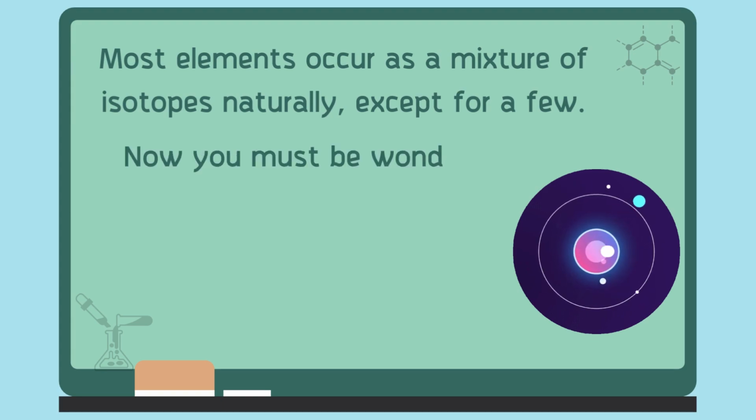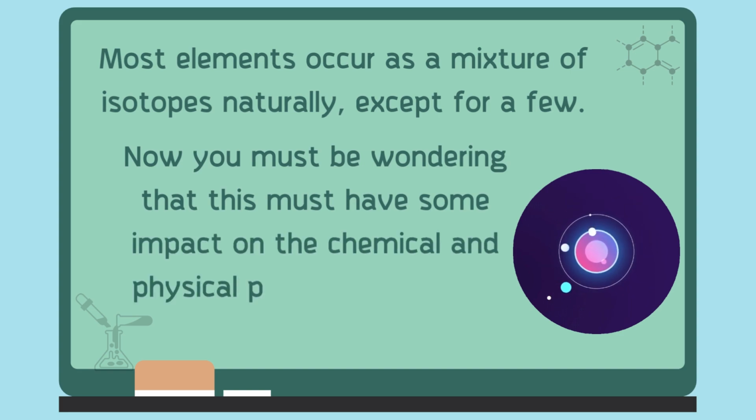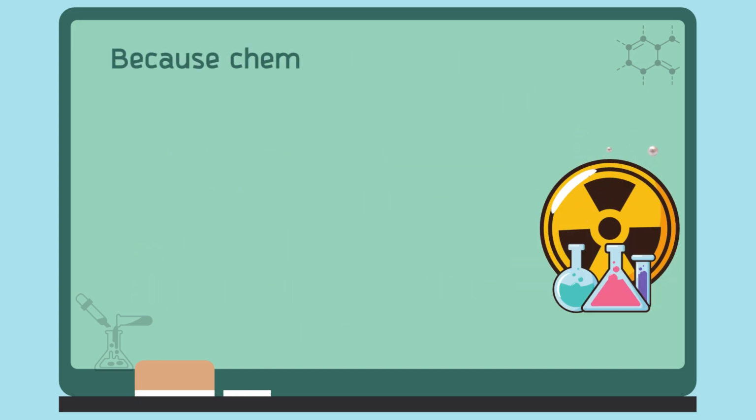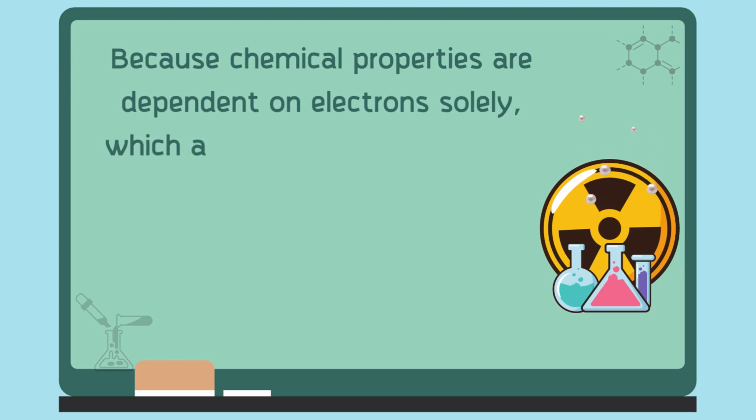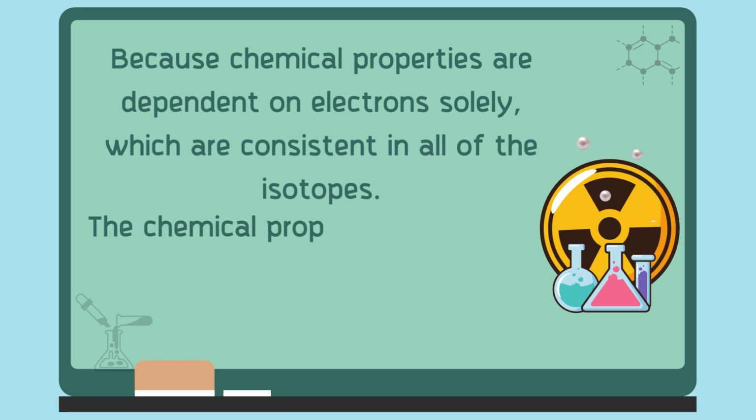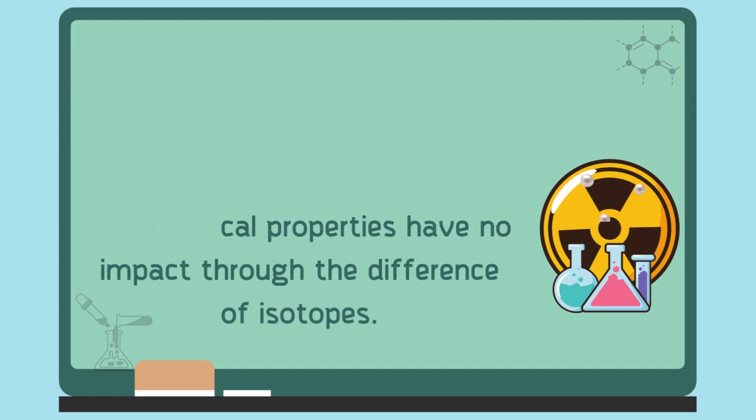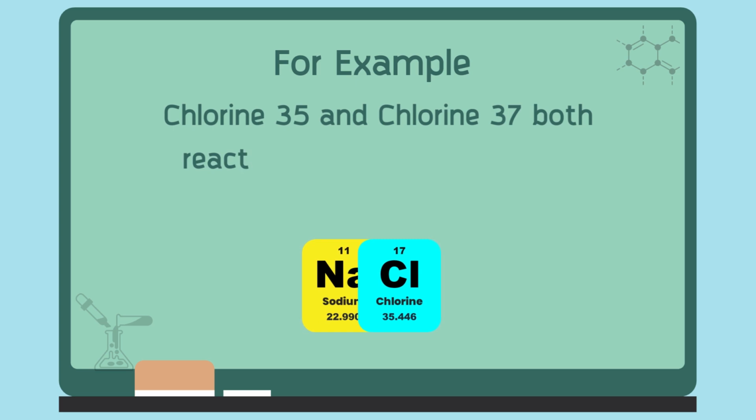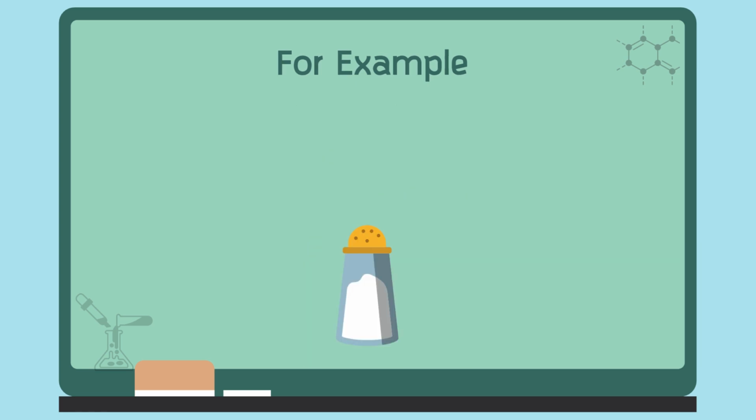Now, you must be wondering that this must have some impact on the chemical and physical properties of these atoms. Because chemical properties are dependent on electrons solely, which are consistent in all of the isotopes, the chemical properties have no impact through the difference of isotopes. For example, chlorine 35 and chlorine 37 both react with sodium to produce sodium chloride.